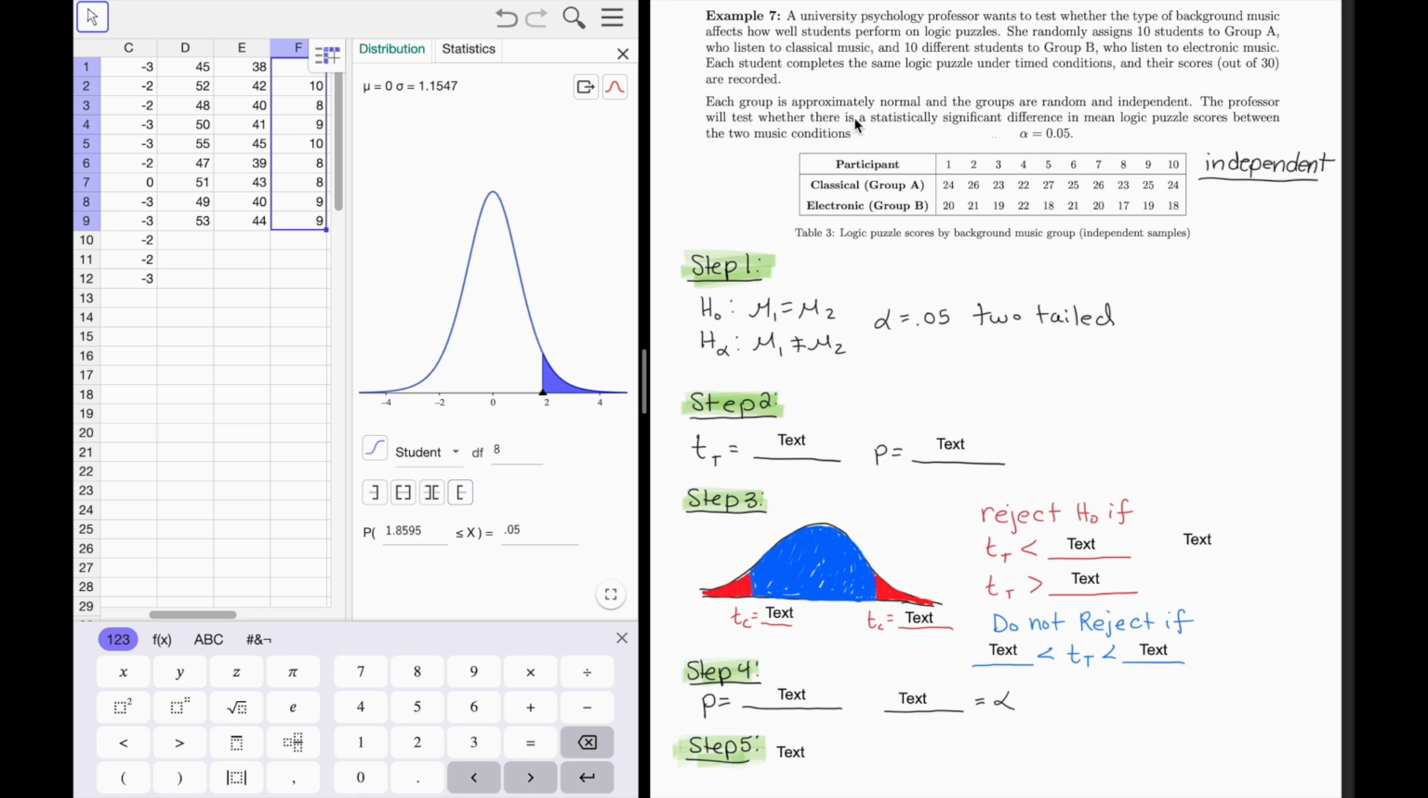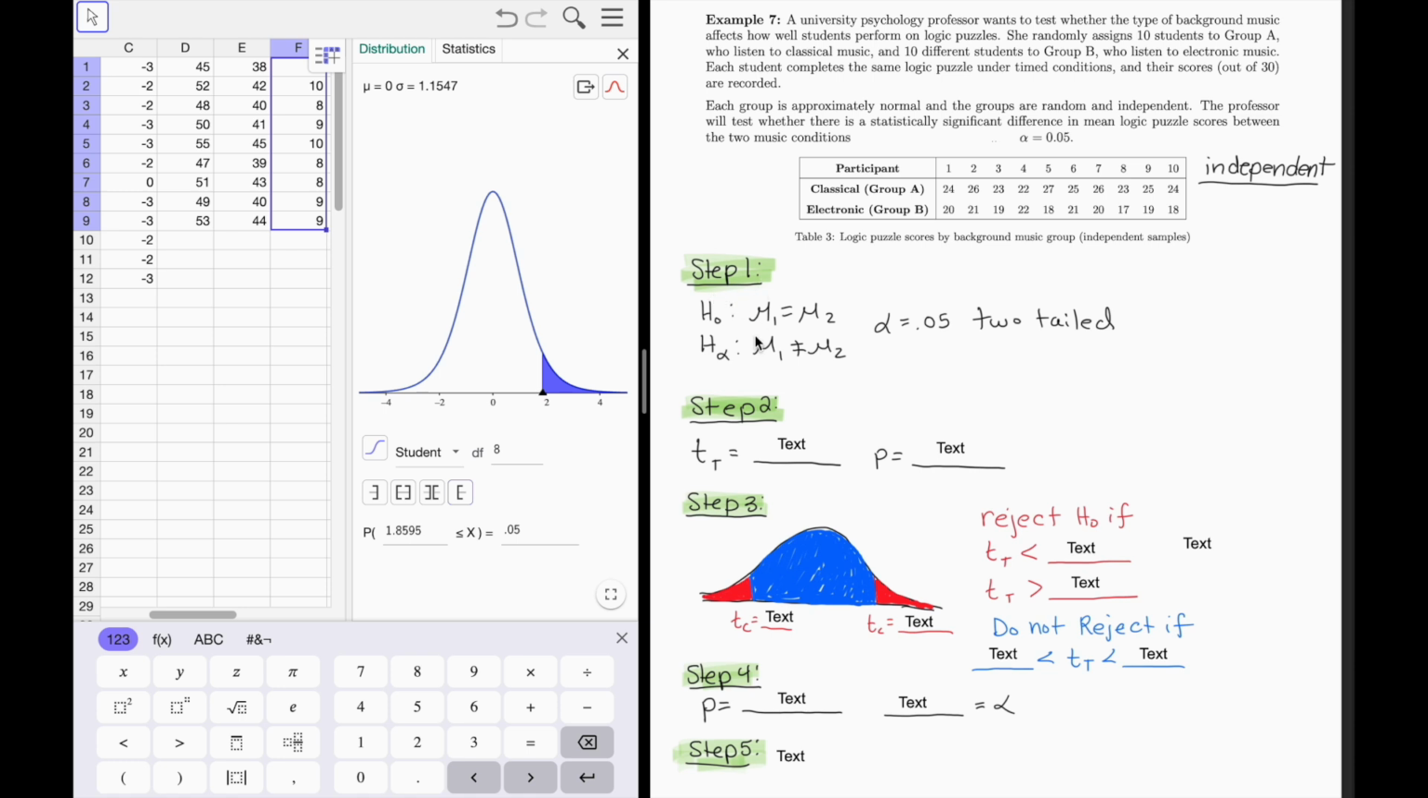The professor will test whether there is a statistically significant difference in the mean logic puzzle scores between the two music conditions. So this group of 10 people for the classical group, that's 10 different people compared to group B. So this 24 and this 20 are not coming from the same person, and they don't have a direct connection to one another. So this is a case where we have independent samples. So we do not need to run a matched pair test here. So we're just going to run a regular 2-sample t-test.